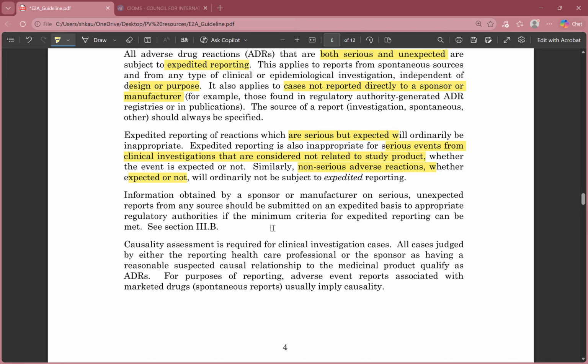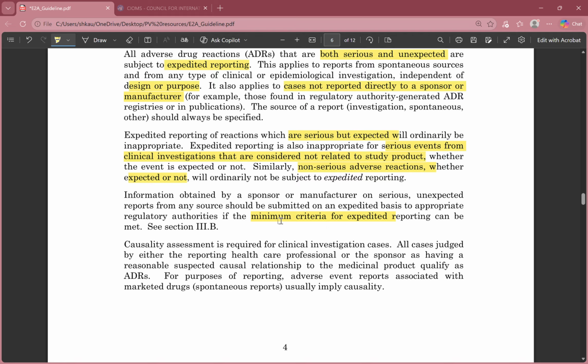So we have the third point here, which is information obtained by a sponsor or manufacturer on serious unexpected reports from any source should be submitted on an expedited basis to appropriate regulatory authorities if minimum criteria for expedited reporting can be met. So we talk about the minimum criteria of expedited reporting. Again, we have the 4 minimum valid criteria here: identifiable reporter, a single identifiable patient, suspect medicinal product, and a serious adverse event.